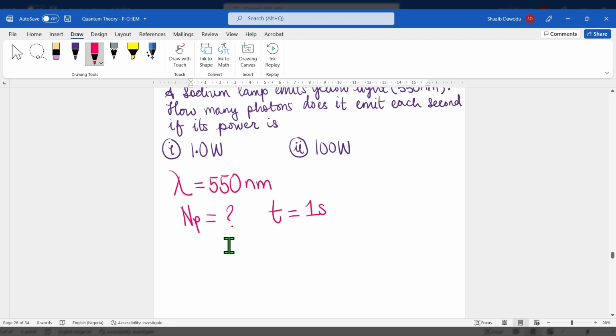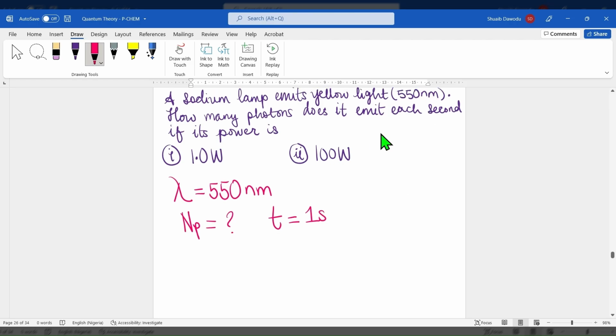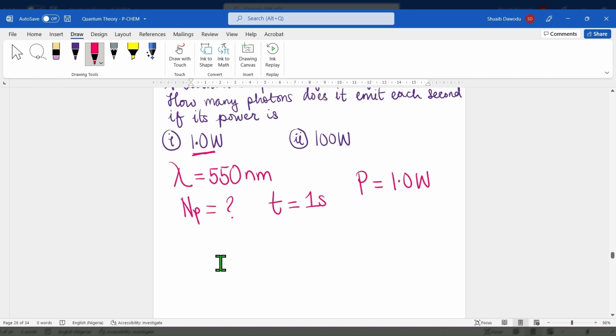So a sodium lamp emits yellow light. How many photons does it emit each second if its power is this? So let's start with the first question. The power is 1.0 watts. Now, whenever you are asked to solve for how many of something, we're just going to use our normal understanding of mathematics, where if you're supposed to find the quantity of each individual thing, you're going to write the total energy divided by the energy of each individual photon.